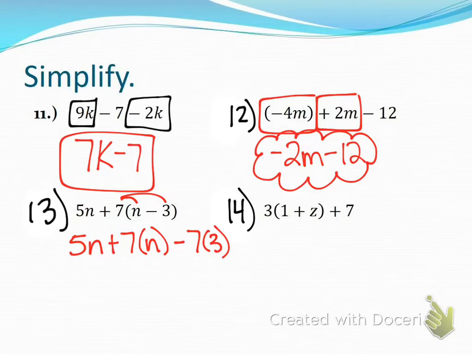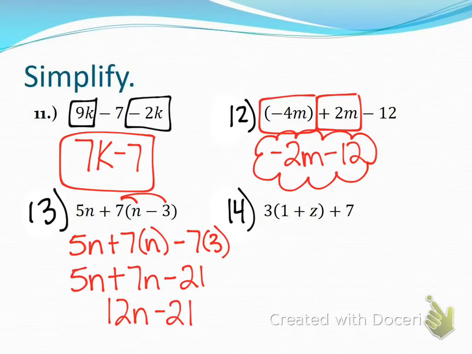Let's clean it up a little bit. This is 5n plus 7n minus 21. Now we can combine like terms. Good. The 5n plus the 7n gives me 12n. What else is part of my answer? The minus 21.